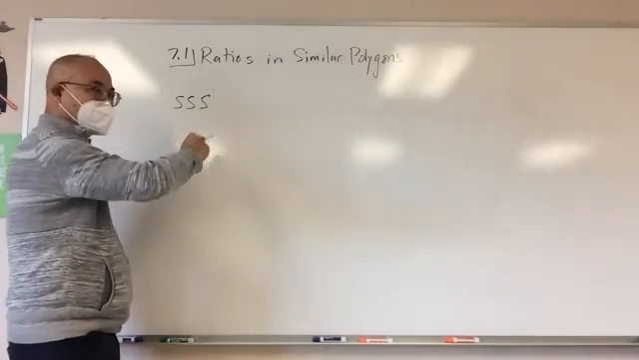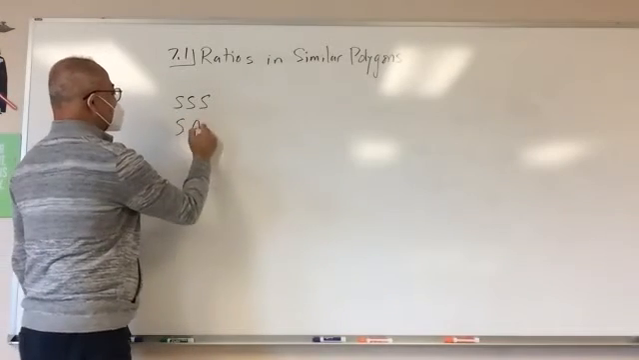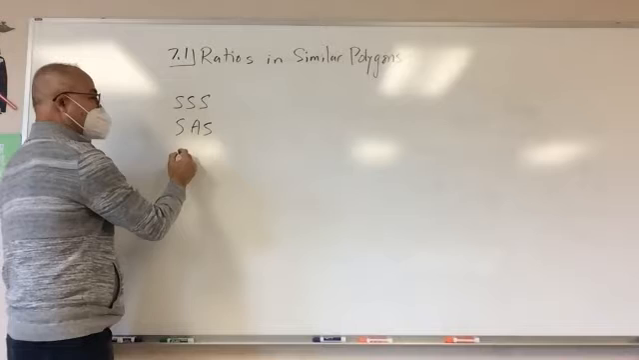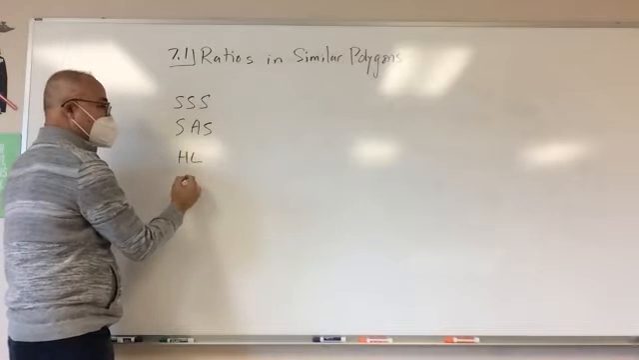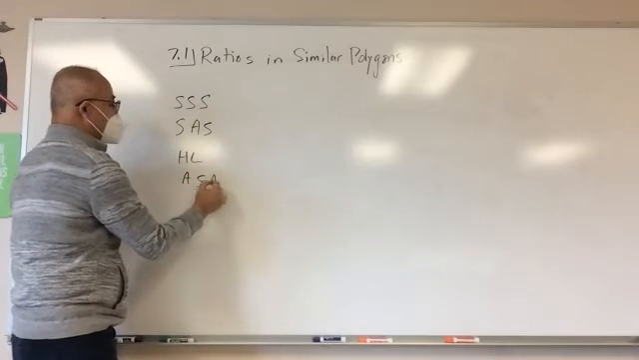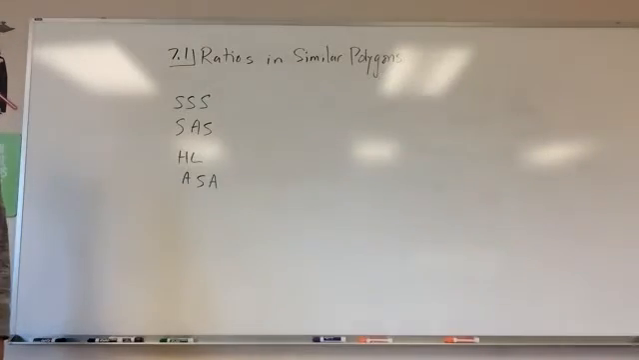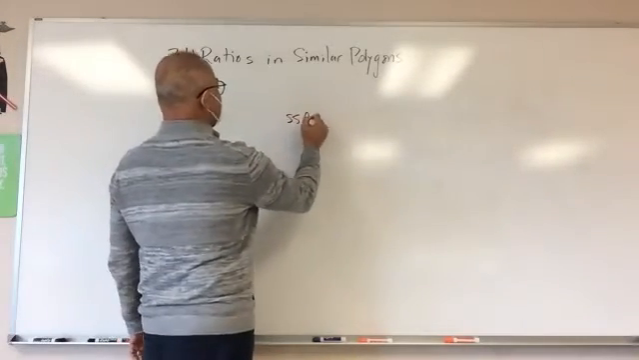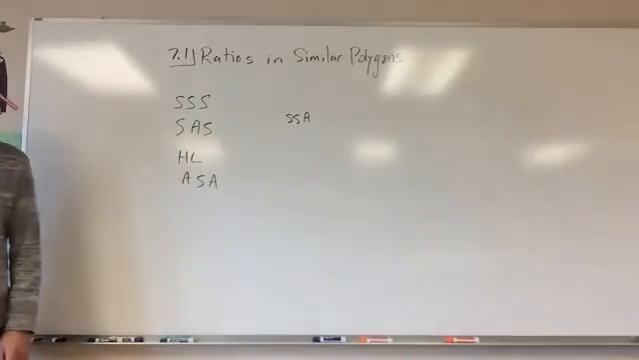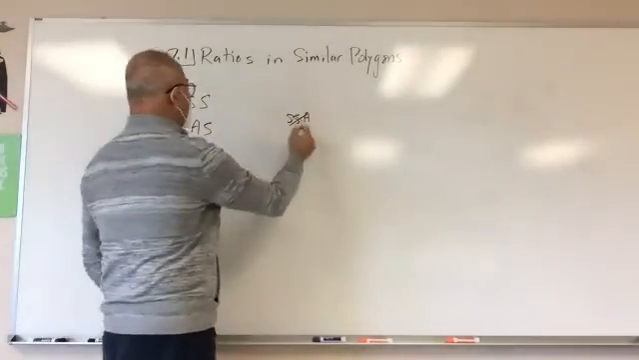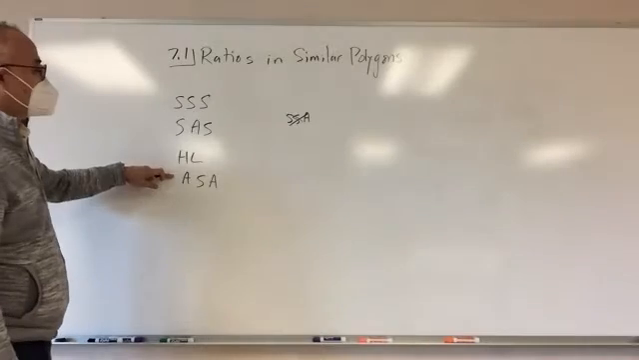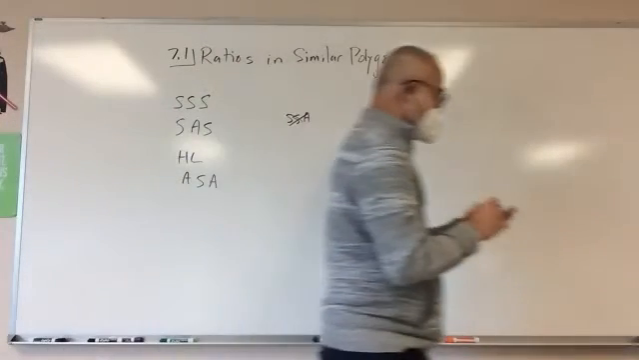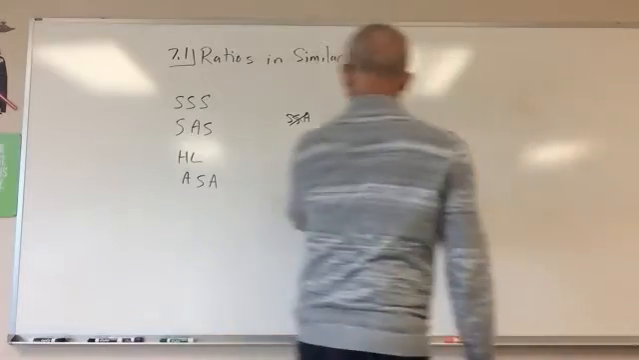Sophia? Side, angle, side. Anybody else? Blurt it out, please. Hypotenuse leg. Angle, side, angle, right? Okay. What was not one? We said that SSA was not one, right? This is one of the ones that we said was not. So you have these three, and then you have the hypotenuse leg. That's just a quick review of our congruent triangles.